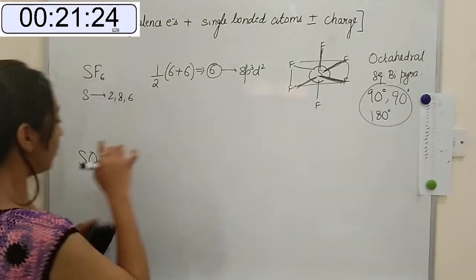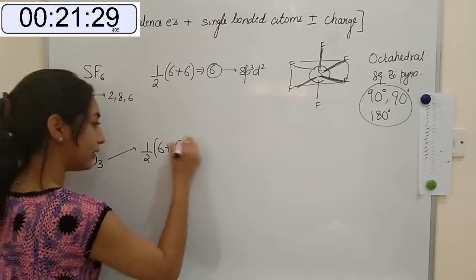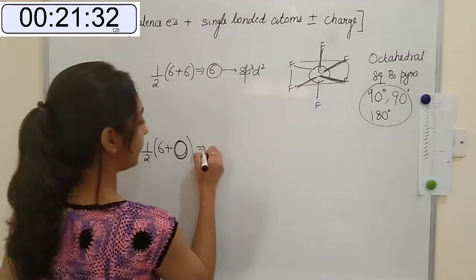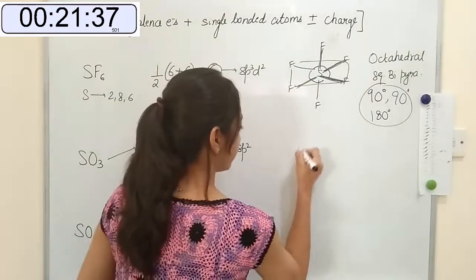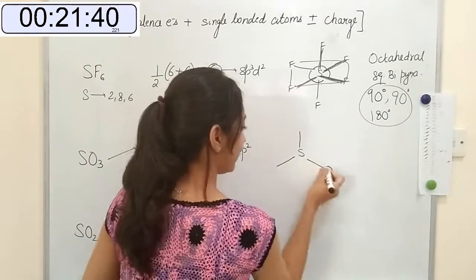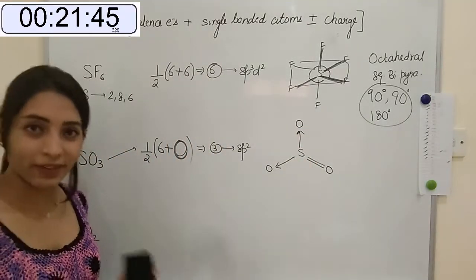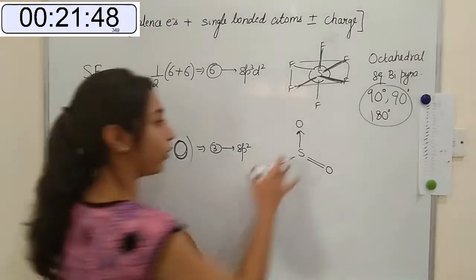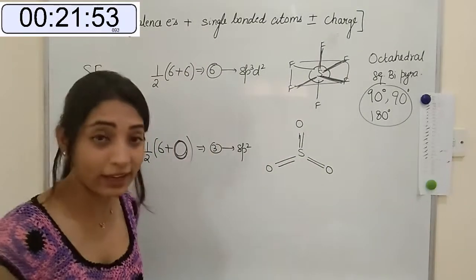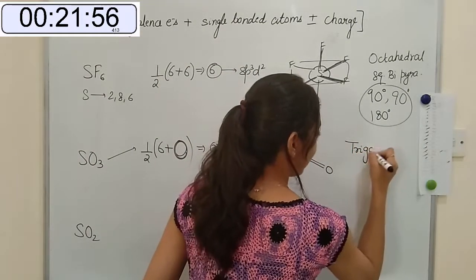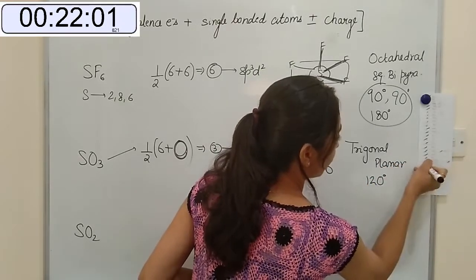Done with SF6, moving on to SO3. Half, sulfur is 6 plus 0 because it is oxygen. So it should be 3, and 3 means it should be sp2. And if it is sp2, it should be oxygen forming a double bond. Now the other two oxygens will form a coordinate bond, because the octet cannot be expanded. Or if you want to expand the octet, you can also draw this structure. Both structures are valid. So the shape is trigonal planar and the bond angle is 120 degrees.